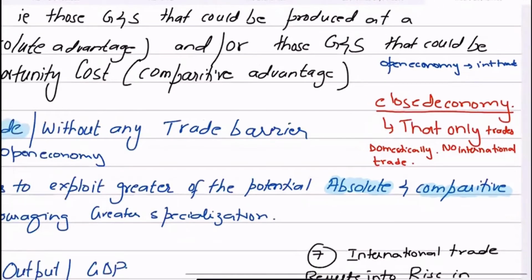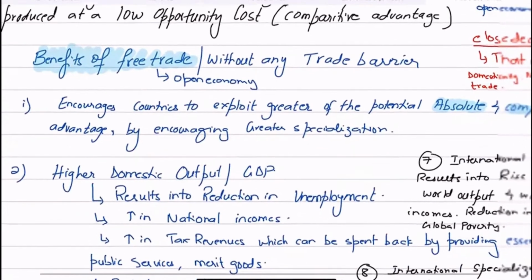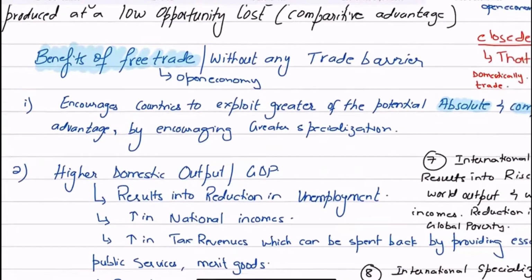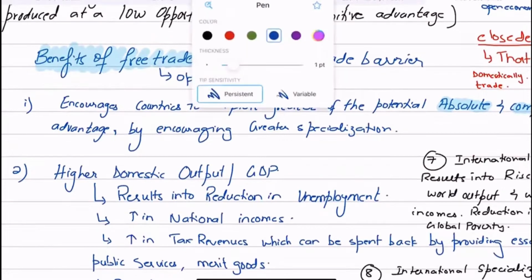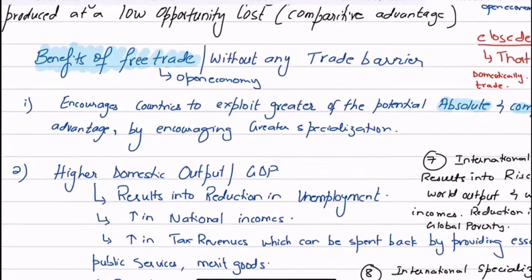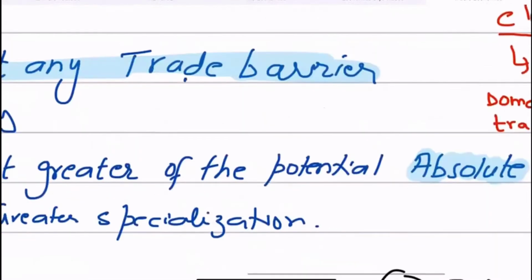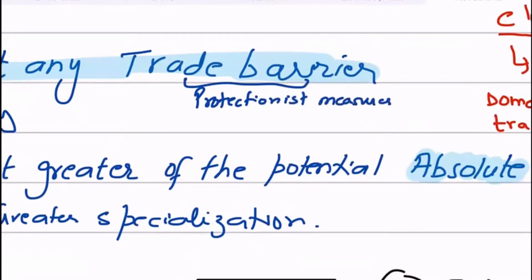Now, there's a very popular exam question that comes in the past paper that says, what are the benefits of free trade? This is a very important past paper question. When you talk about free trade, you're talking about trade that is without any trade barrier. What are trade barriers? Trade barriers refer to protectionist measures, or you can say trade protection or protectionism policies.